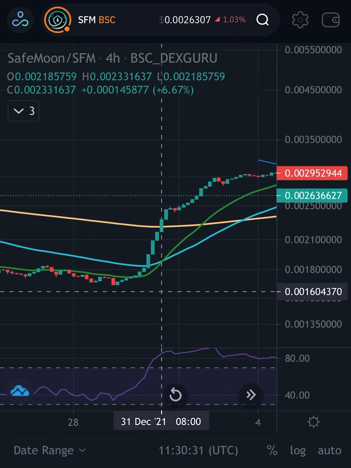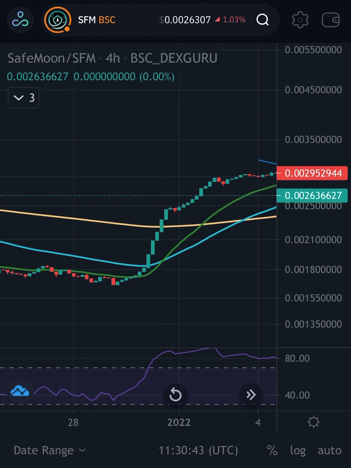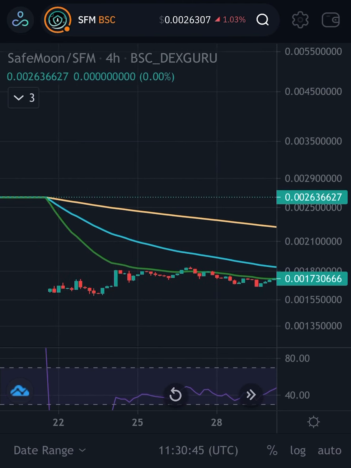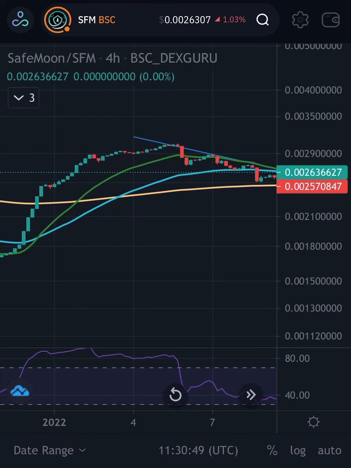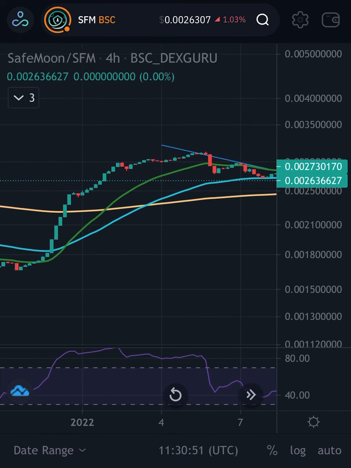When the 21 moving average crosses the 50, that's signaling a bullish trend. When price is trading above moving averages, that's a bullish trend. When price is trading below moving averages, that's a bearish trend. As you see, usually when price is falling, first it breaks below the moving averages. So what have we been seeing in the beginning of January?